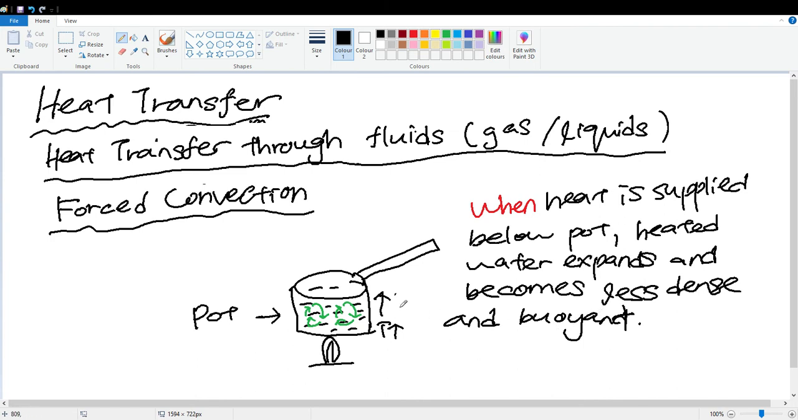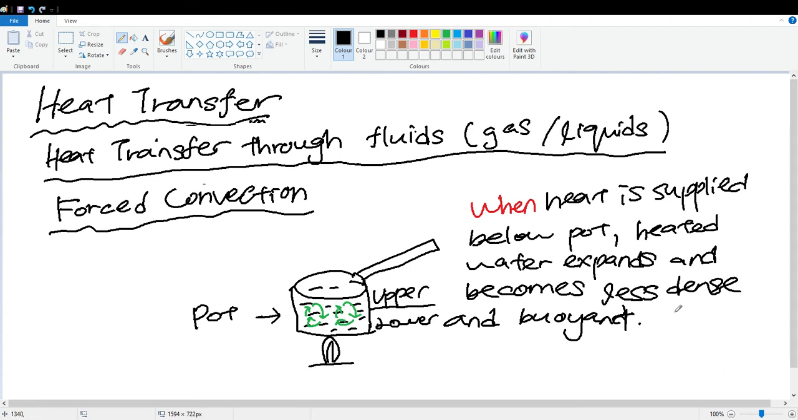So the less dense water, which has the higher temperature, will actually flow to the upper region. So let me just write it down. So I divide this region. So this is upper and this is lower. So the heated water at the lower part will actually flow up to the upper part.